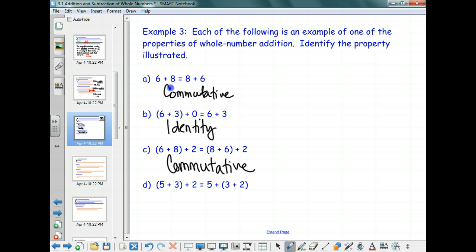How about the last one? That is associative, right? Because the parentheses here are around the 5 and the 3 on the left, but the parentheses on the right are actually around the 3 and the 2. This finally, with the parentheses, is the associative property.